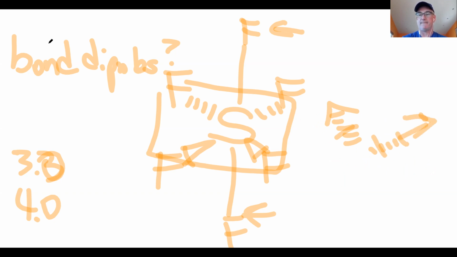Professor? Yep. So the fluorines on the side, what are those called again? Equatorial. And the ones on the top and the bottom are axial. Okay. So when the equatorial are more electronegative, that's when it's polar?